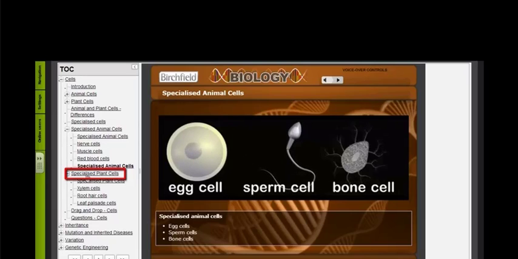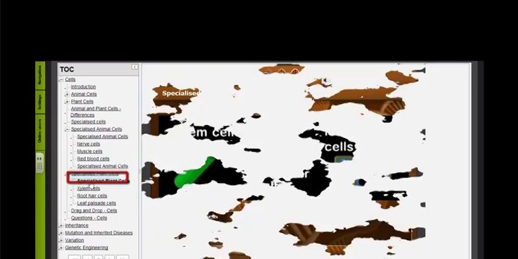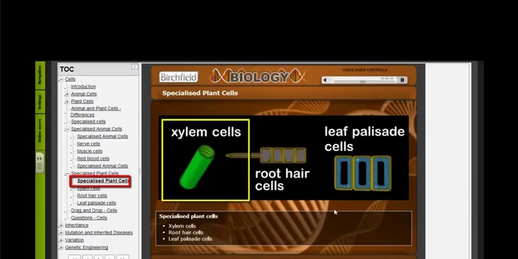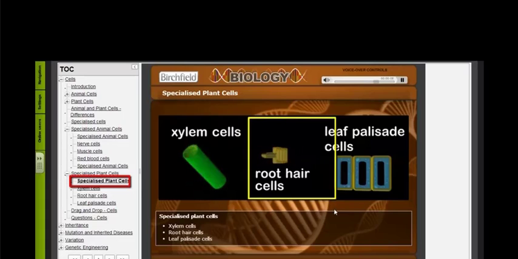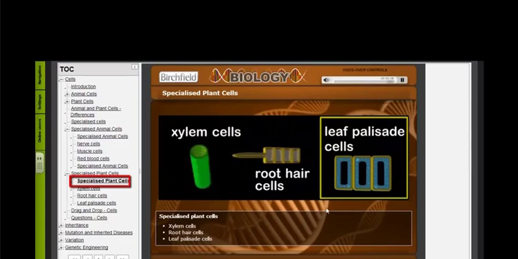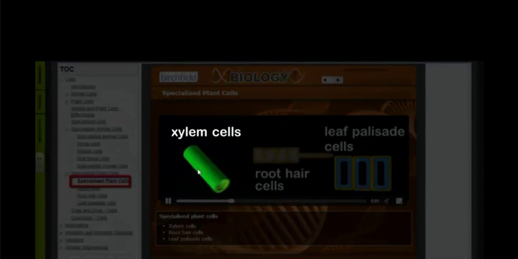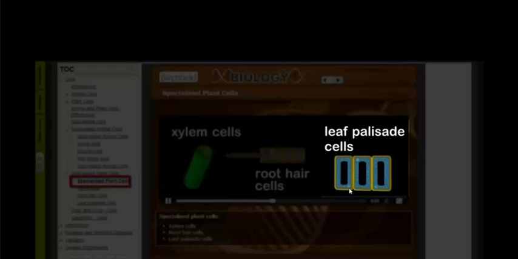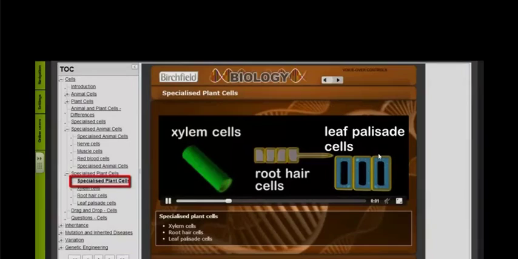As for specialized plant cells, we have xylem cells, root hair cells, and leaf palisade cells. Xylem cells are the ones found in stems. Root hair cells are found on roots and they absorb water from the soil. As for the leaf palisade cells, they are cells found in the leaves.